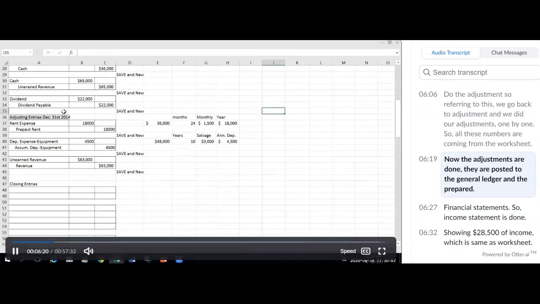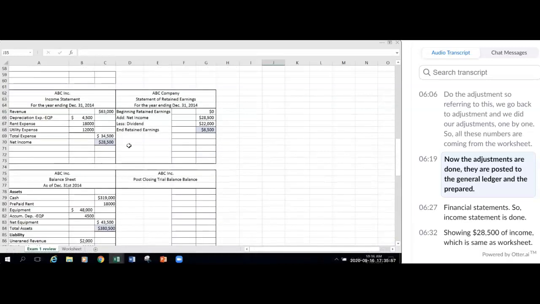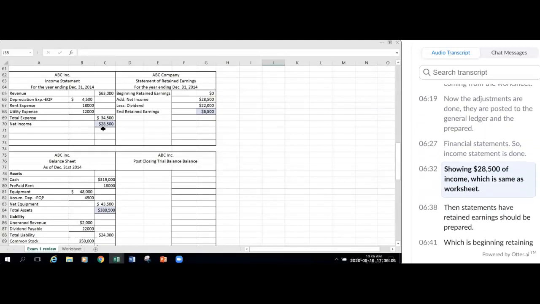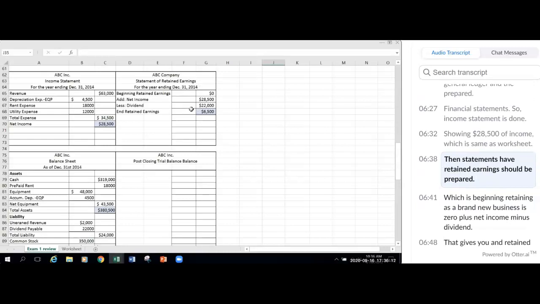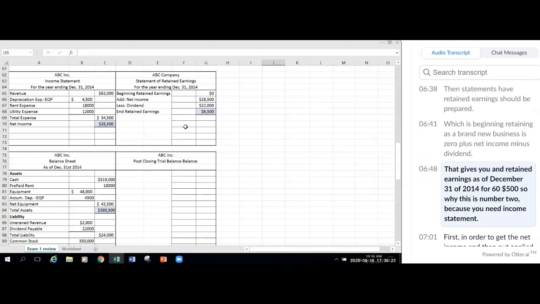Now, the adjustments are done. They are posted to the general ledger and we prepared financial statements. So income statement is done, showing $28,500 of income, which is same as worksheet. Then statement of retained earnings should be prepared, which is beginning retained earnings as a brand new business is 0 plus net income minus dividend. That gives you ending retained earnings as of December 31st of 2014 for $6,500.